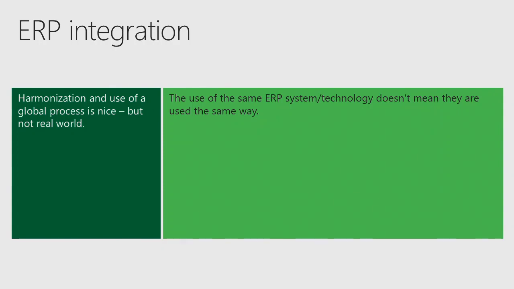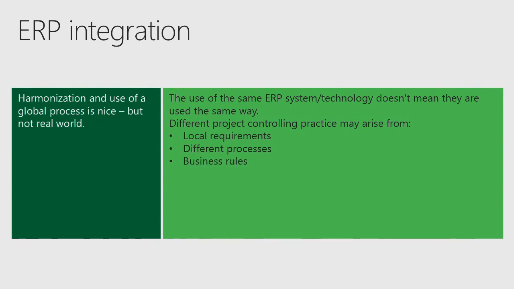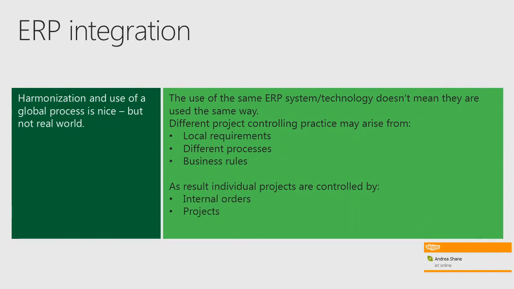So the use of the same ERP system or technology does not mean they are used the same way. Let's say your company focuses on, for example, SAP. Still, different controlling practices may arise from that. It could be driven by local or even legal requirements, different processes, different business rules. And finally, what you end up with is a whole mix of projects that are controlled by internal orders, by projects, by WBS elements, what do I know? And again, how could I manage this as a project manager?